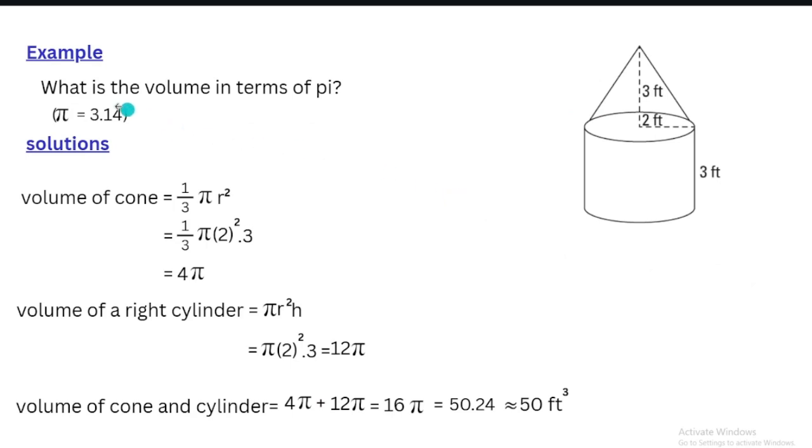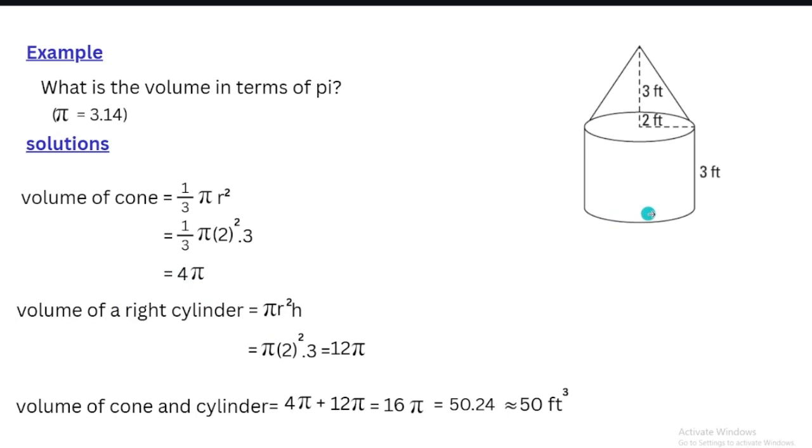Let's solve some examples. What is the volume of this shape in terms of pi? This shape consists of two shapes. The first one is a cone and the other one is a cylinder. Volume of cone is one third pi r squared. Here r is 2 and height is 3. So we will substitute in this equation one third pi times 2 squared times 3. We will get 4 pi.